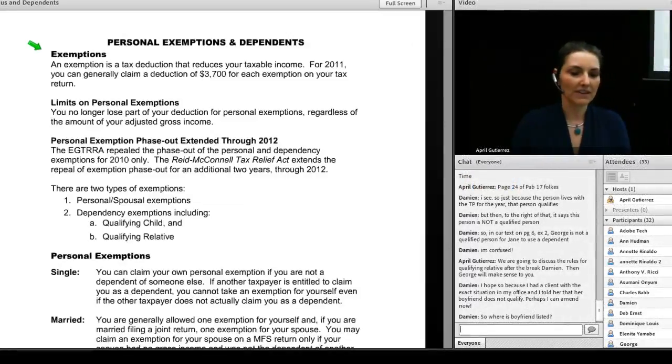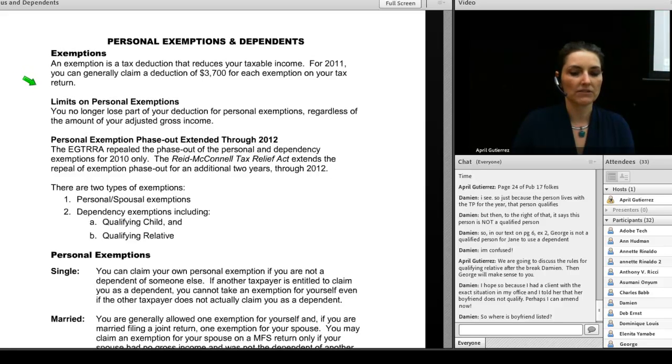All right, so we're back in our manual looking at exemptions. An exemption is a tax deduction that reduces your taxable income. And for 2011, you can generally claim a deduction of $3,700 for each exemption you claim on your tax return. That includes an exemption for yourself and an exemption for your spouse and any dependents you are allowed to claim on your return. There are limits on personal exemptions that you need to be concerned with.